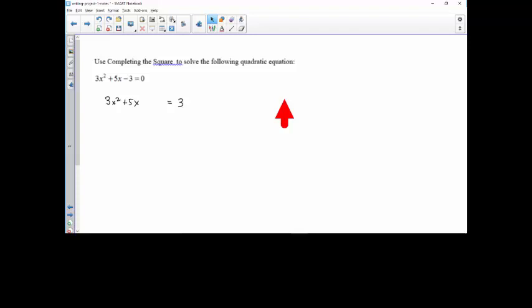And then I'd factor out the 3 on the left-hand side, x squared plus 5/3 x, leave some space, parenthesis, equals 3. And now play your game. Now that you've got the x squared with a 1 in front of it, you can complete the square inside these parentheses, inside the parentheses only.